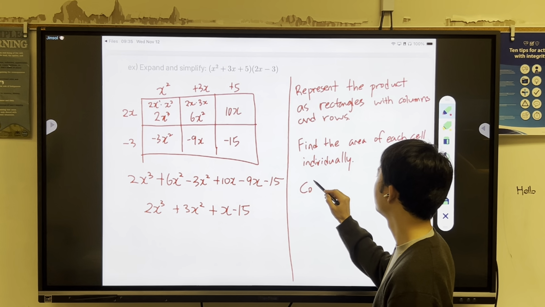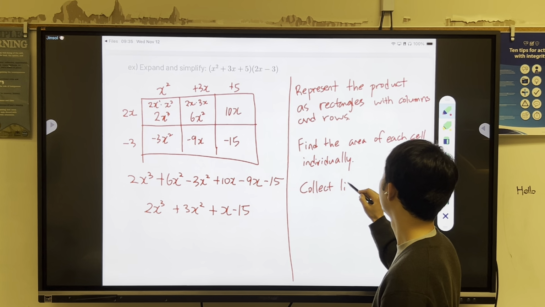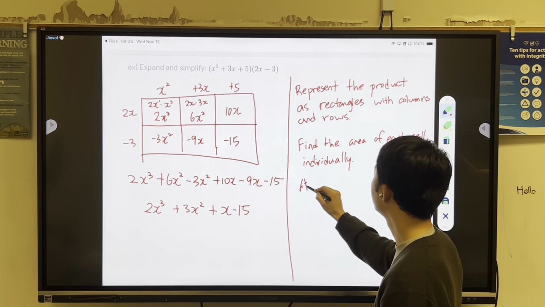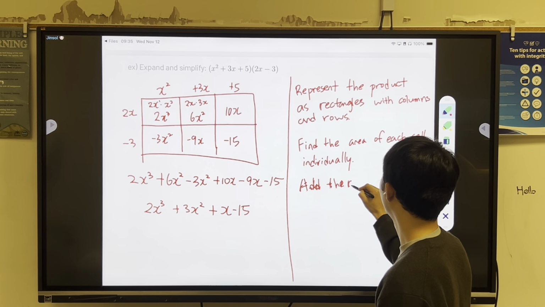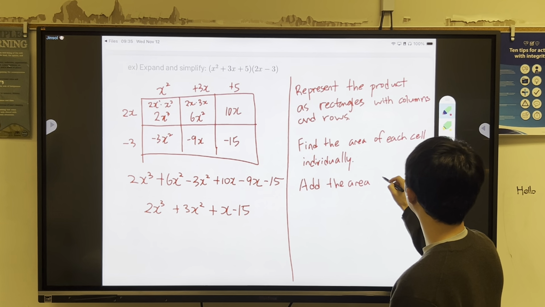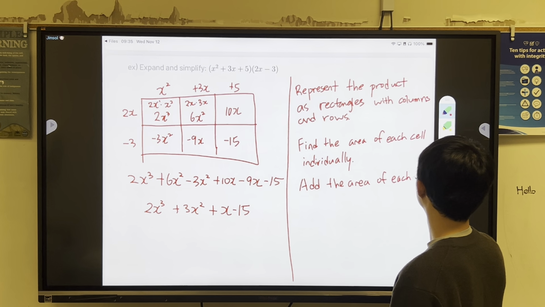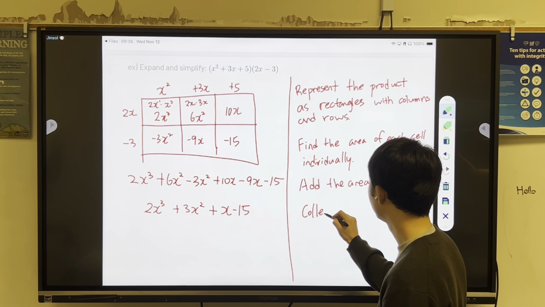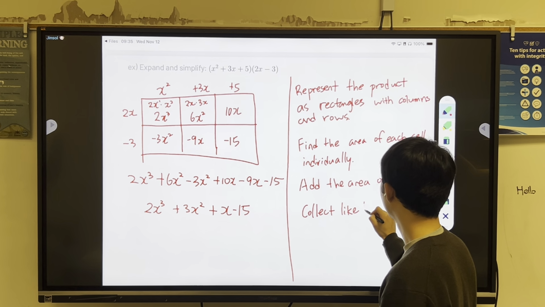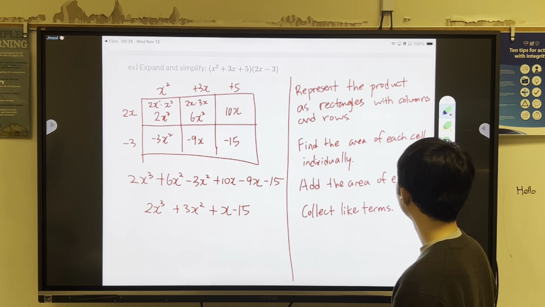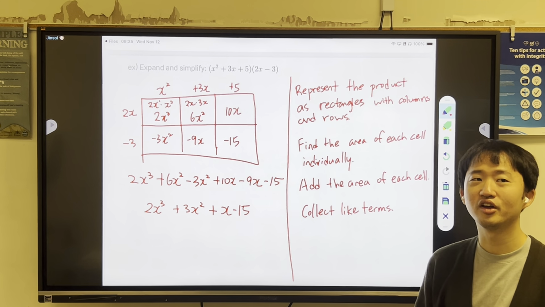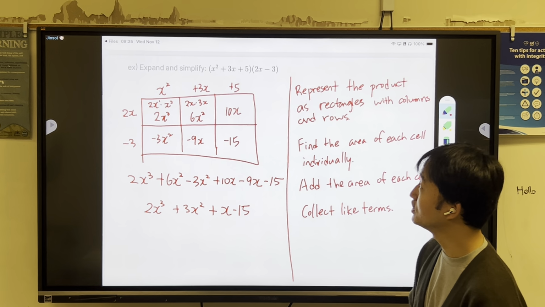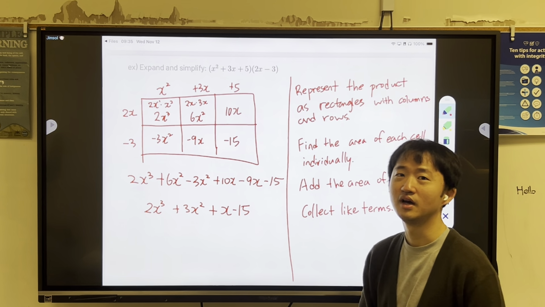And then collect like terms. Sorry, maybe I should say add the area of each cell and then collect like terms. The process of using the area model, if you notice, it's basically the same thing as the FOIL method, but this one visualizes your process, so I like it more.